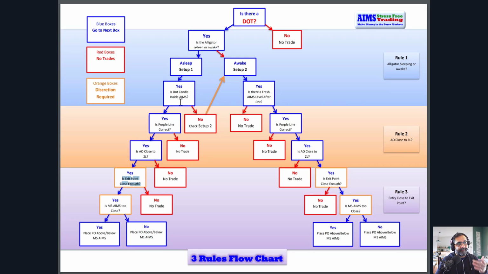Is the dot candle inside the AIMS? That's a question. A lot of you understand that. If it's broken, then it's not going to be a red candle. It's going to be pink. So you have to address it differently. And is the purple line correct?